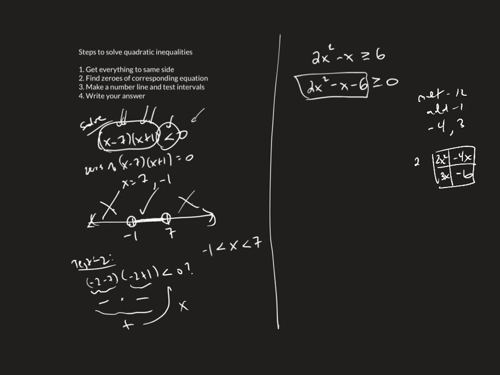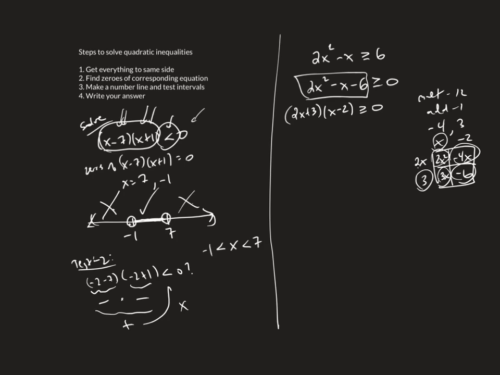Common factor in the first row is 2x. This is 2x, this is 2x squared. This has to be an x. X, this is 3x, this has to be a 3. 3, negative 6, so this has to be a 2, and that matches up. So it's 2x plus 3, and x minus 2 is greater than or equal to 0.